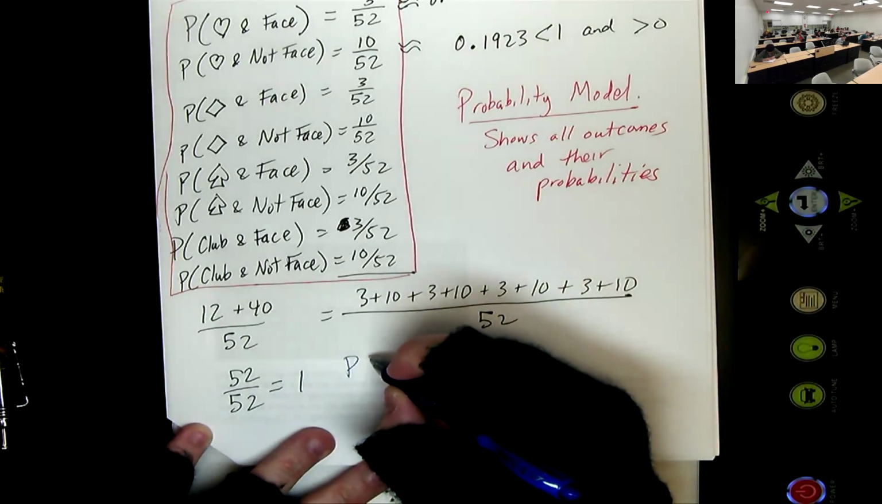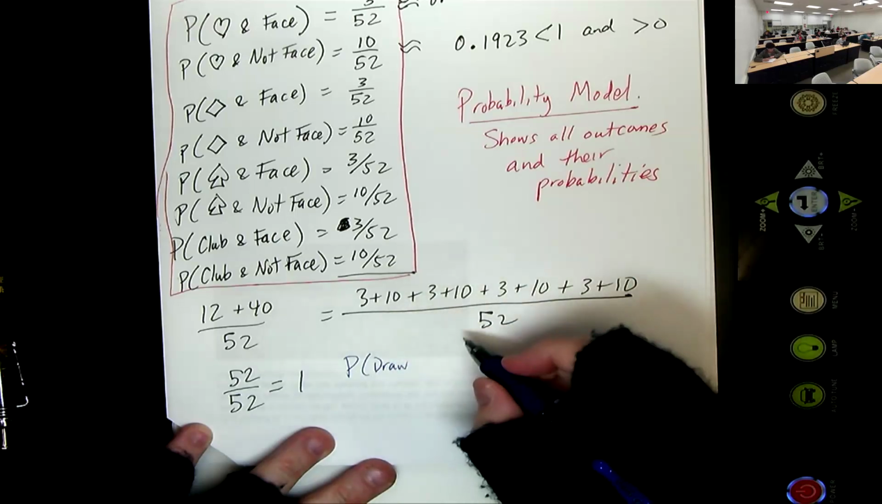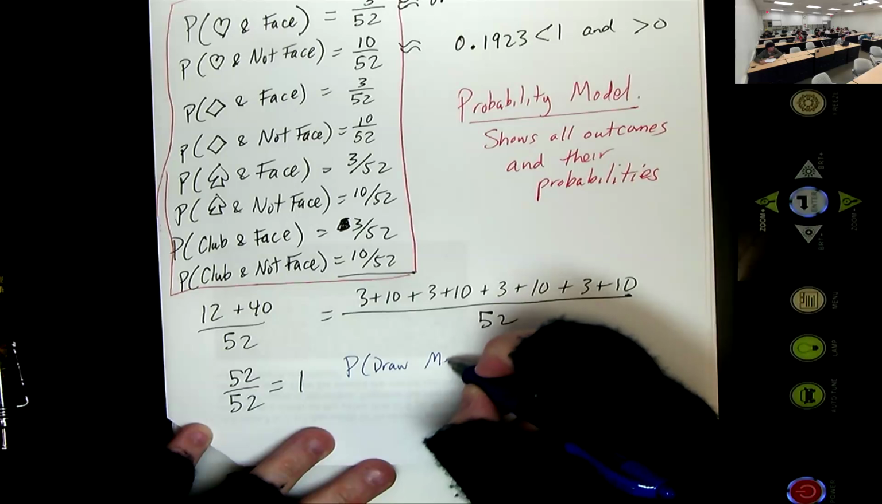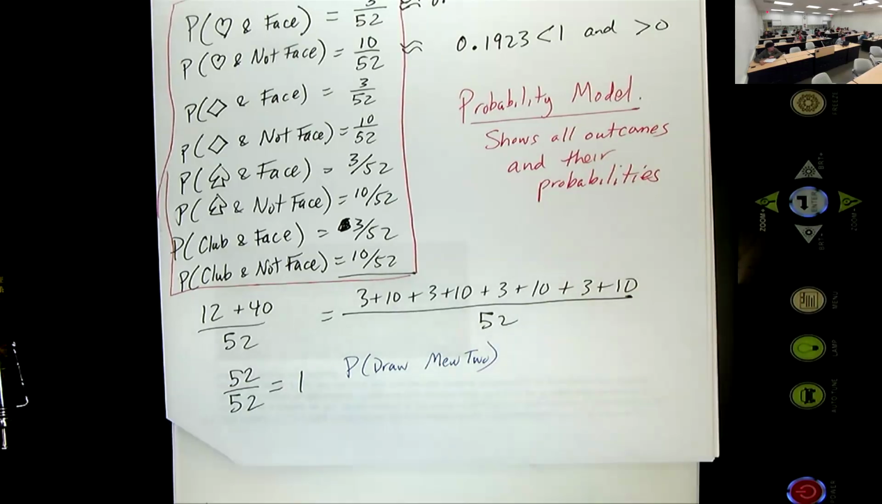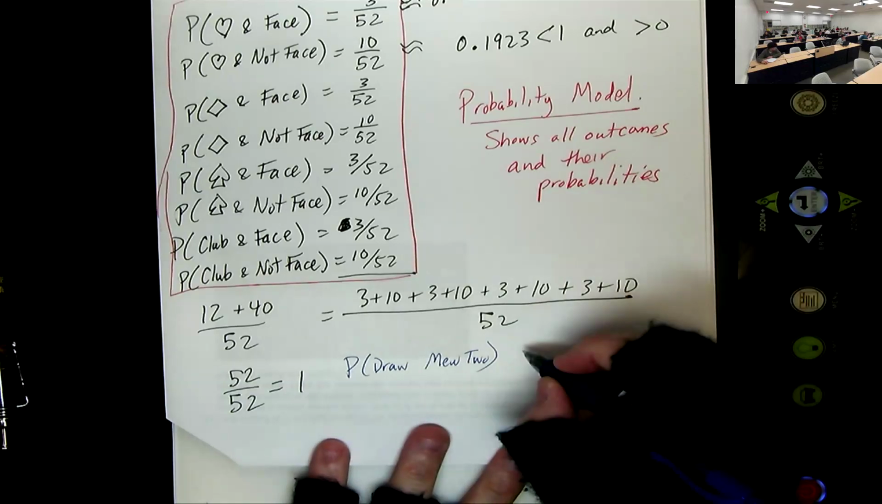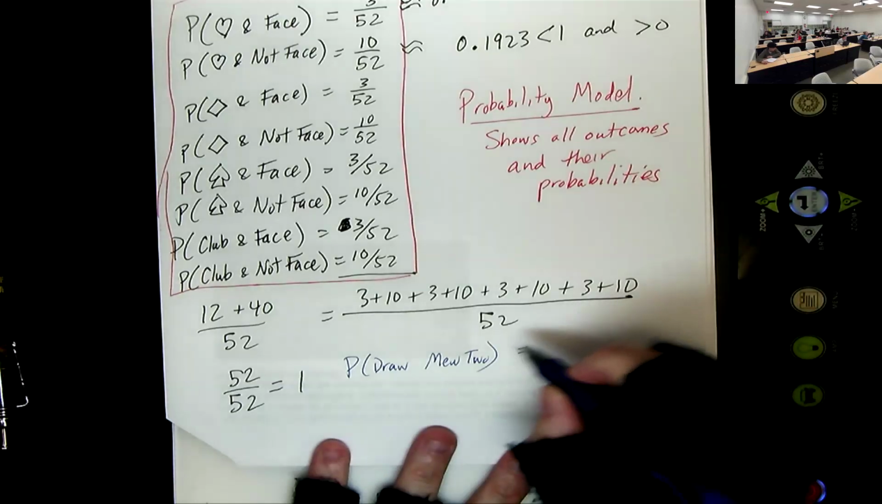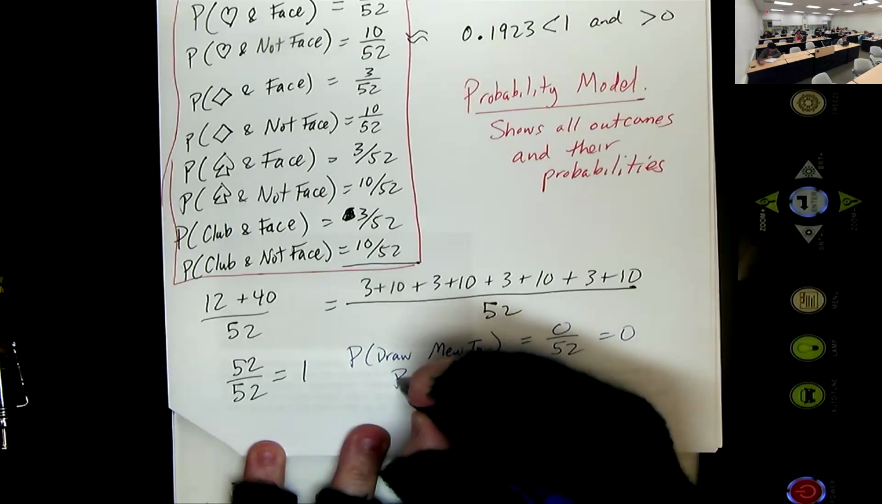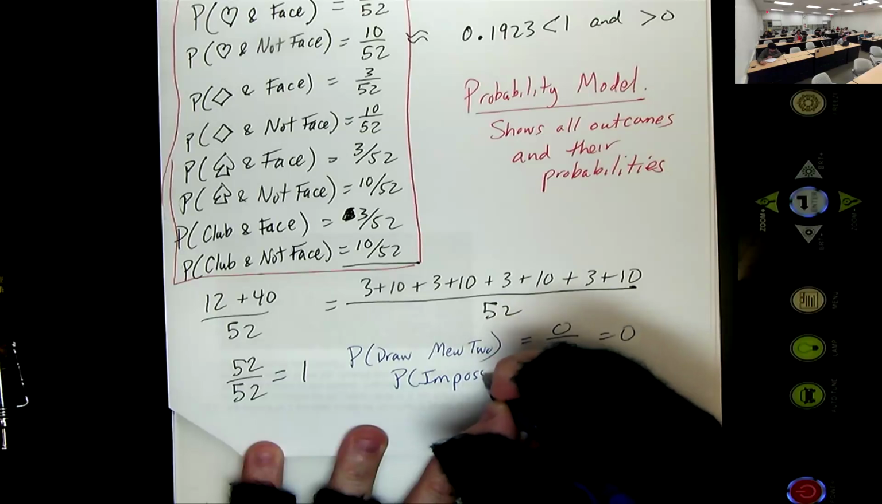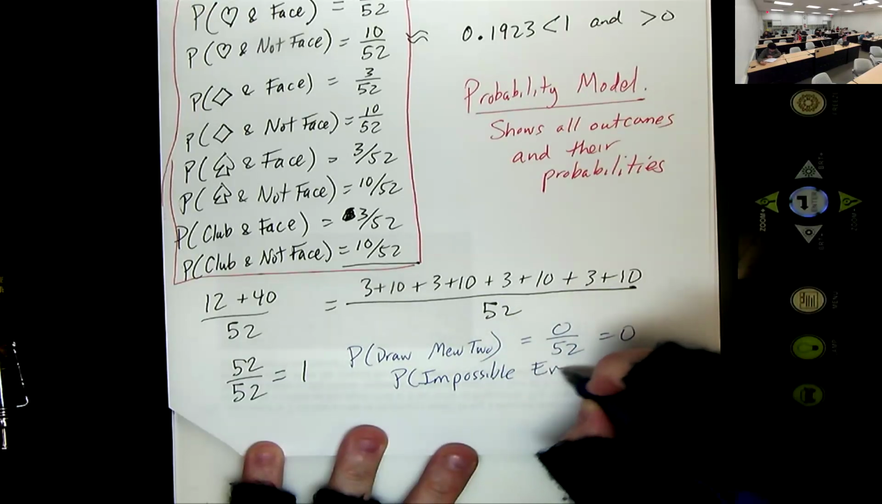What is the probability that I draw Mewtwo, however you spell it, in a deck of cards? A regular deck of cards. Mewtwo is a Pokemon card. No, there's no Pokemon cards in a regular deck of cards. Well, they're talking about Pokemon cards, we're talking about Pokemon cards now. That's why I said out of a regular deck of cards, 0 out of 52, which is 0. The probability of an impossible event is 0.